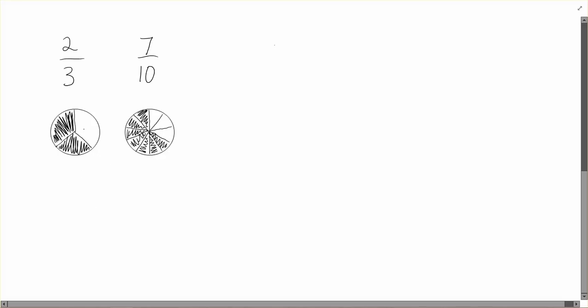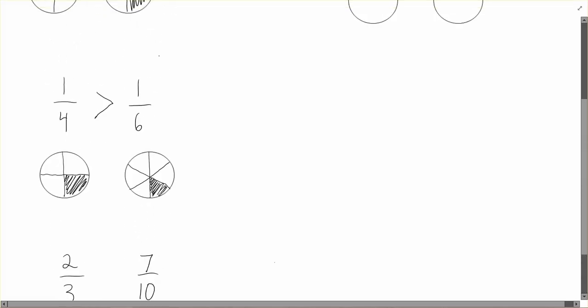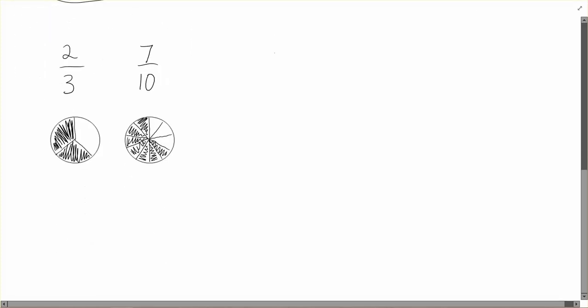It's kind of hard to say definitively if 2/3 is bigger or less than 7/10, or maybe the same as, just by looking at the picture, because they look so similar. So pictures, while they can often, like in a scenario like this, help us get a great sense of what's going on, sometimes they don't help us come to a definitive answer.